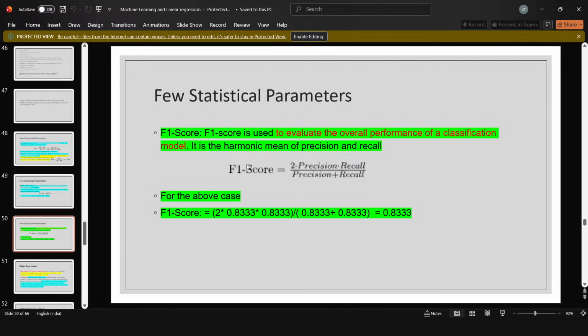The next one is F1 score. F1 score is basically 2 into precision into recall by precision plus recall. This is the formula for it. It's a harmonic mean of precision and recall. You can just calculate all these. Don't forget to get your calculator inside the exam hall.